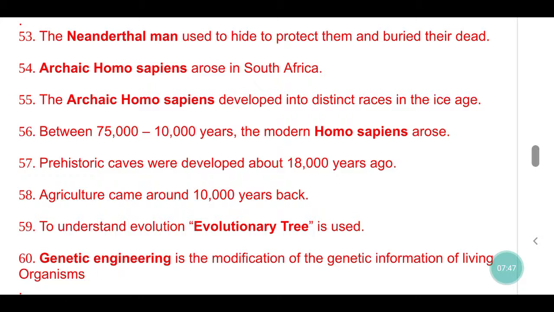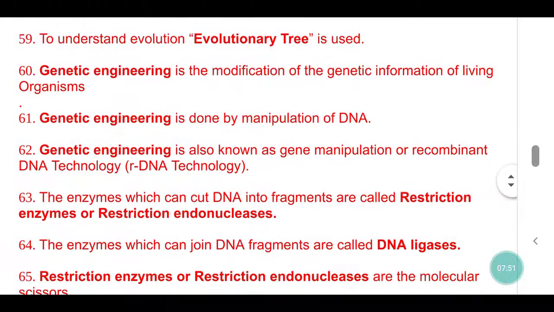To understand evolution, an evolutionary tree is used. Genetic engineering is the modification of the genetic information of living organisms. Genetic engineering is done by manipulation of DNA. Genetic engineering is also known as gene manipulation, recombinant DNA technology or DNA technology.